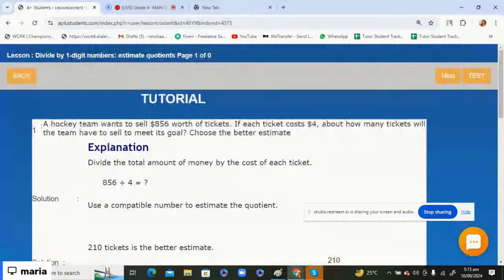So let's discuss now. A hockey team wants to sell $856 worth of tickets. If each ticket costs $4, about how many tickets will the team have to sell to meet its goal? Choose the better estimate. So first of all, we are going to divide 856 over 4, and then we are going to find the better estimate, okay?